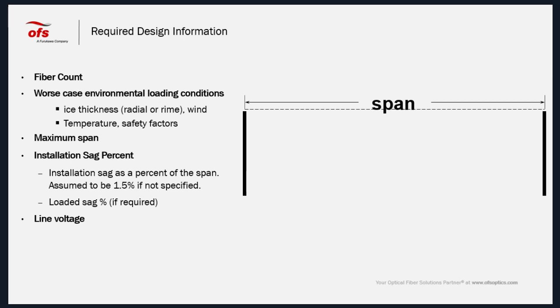And of course, we ask our customer about installation sag percent. If not, we assume that is 1.5%. And of course, we ask for the line voltage to check whether we need to add the tracking resistant jacket or not. So this is the cable.